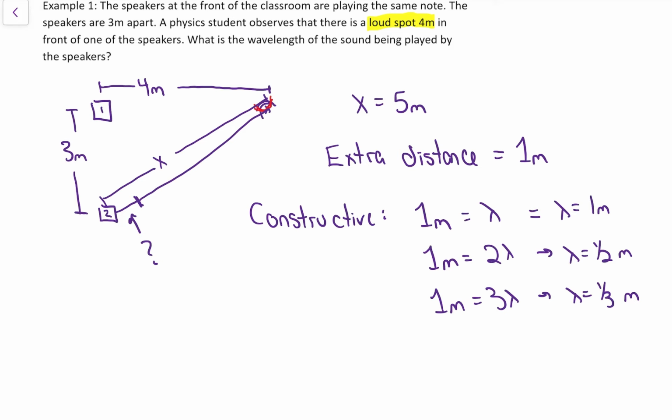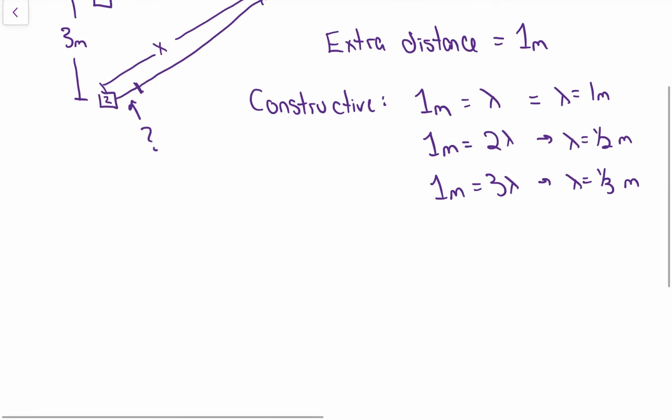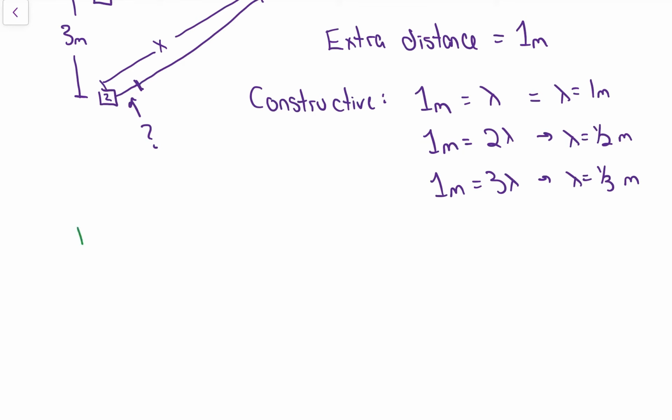if the lambda is 1 full meter, that's going to put those two waves in phase. If lambda was half a meter, that's going to put them back in phase. If lambda was a third of a meter, that's going to put them in phase when they get to that point. That's what it means to be constructive interference. The wave that traveled farther must have traveled farther by a full multiple of lambda.